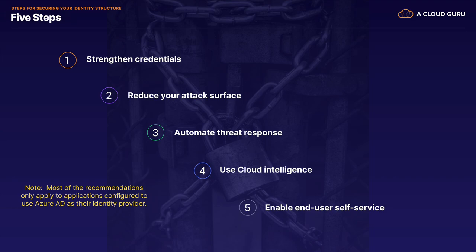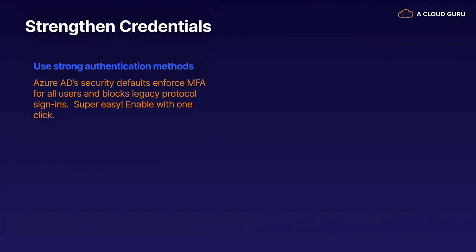All right, so let's begin with strengthening your credentials. So using strong auth methods is basically enforcing MFA for all your users, and you block any legacy protocol sign-ins. And this is done with really just a single click in Azure AD. It's a no-brainer. If you're running Azure AD, then click that button.